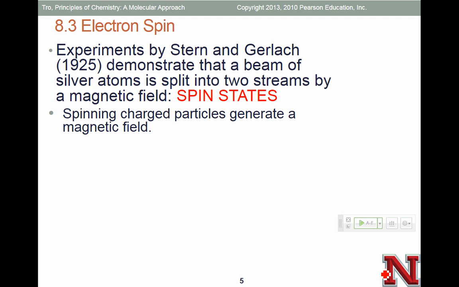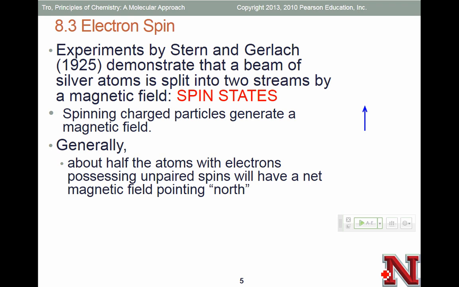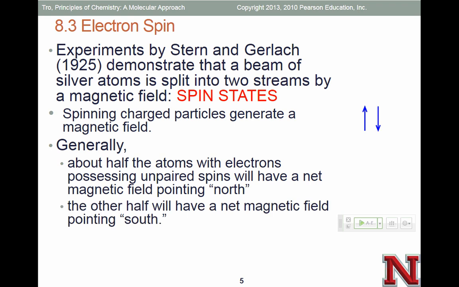And basically what that said was we had some sort of spinning charged particles, and it created its own magnetic field, but half of them interacted with the applied magnetic field, and half of them negatively interacted with the applied magnetic field. So what that suggests is half the atoms have a certain spin that's pointed what we typically show as north, and the other half of the atoms will have an equal spin but pointed in the exact opposite direction, which we usually represent with up and down or north and south, but that's really, really simplified.